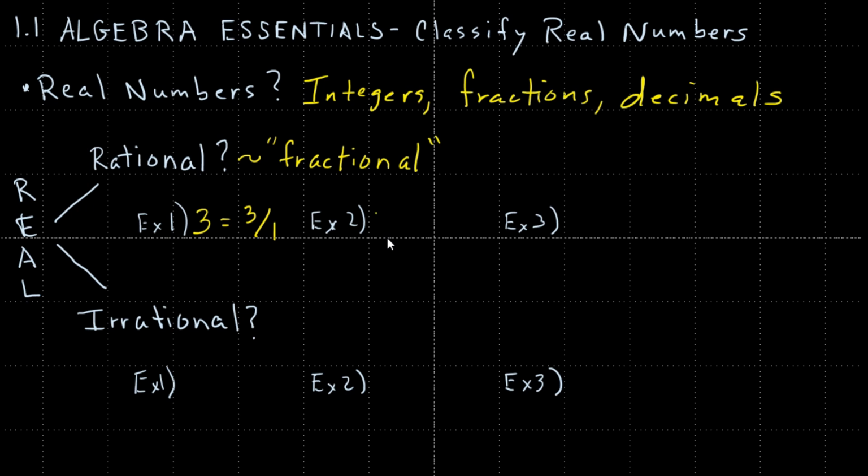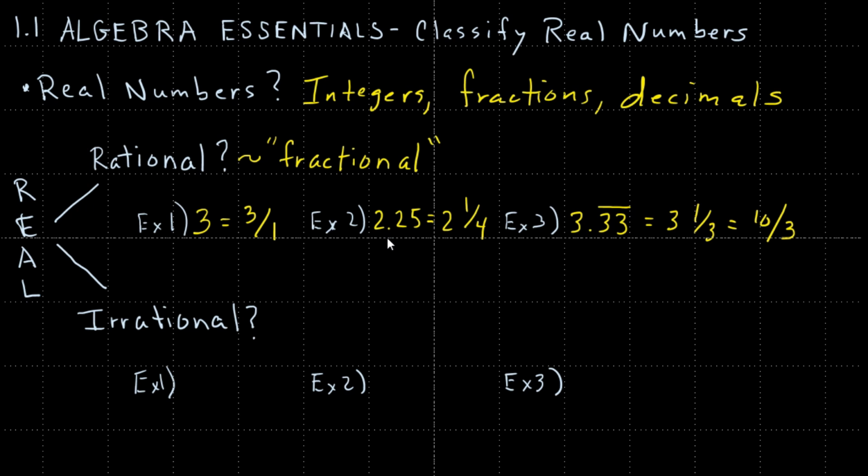Another example is 2.25, and you can express that as 2 1/4, or 9 over 4, so it can be expressed as a fraction. And then another example would be 3.333 with the 3's going on forever, and that can also be expressed as a fraction, 3 1/3 or 10 over 3. So all these numbers would be rational numbers.